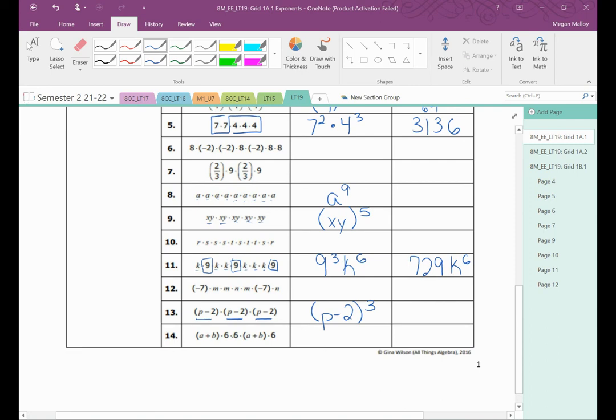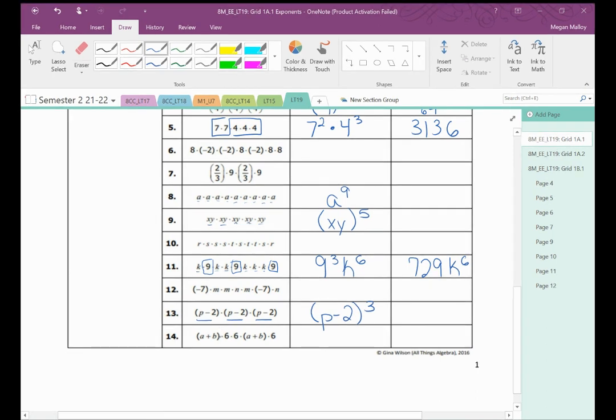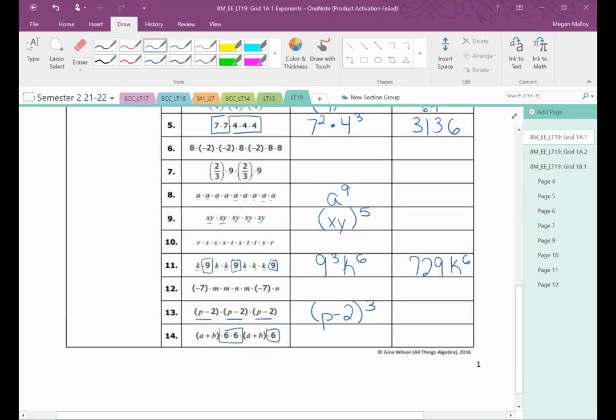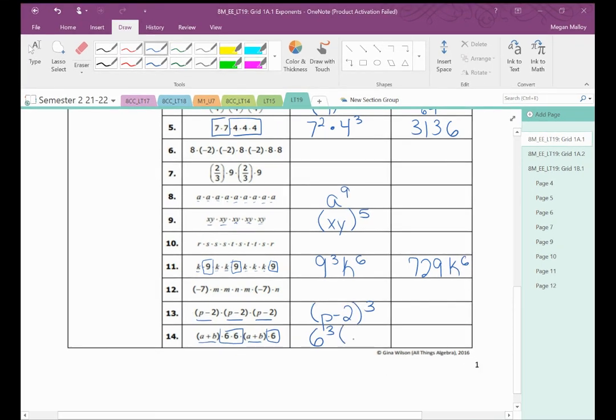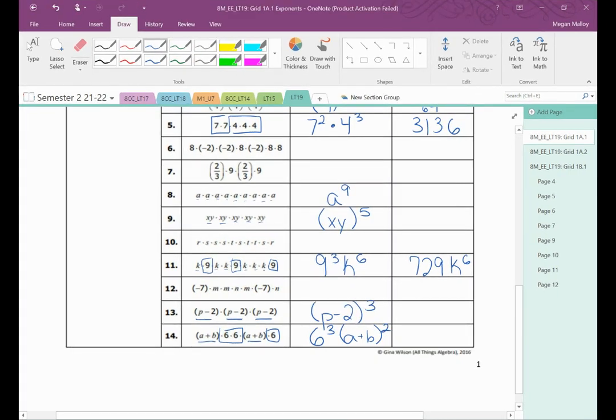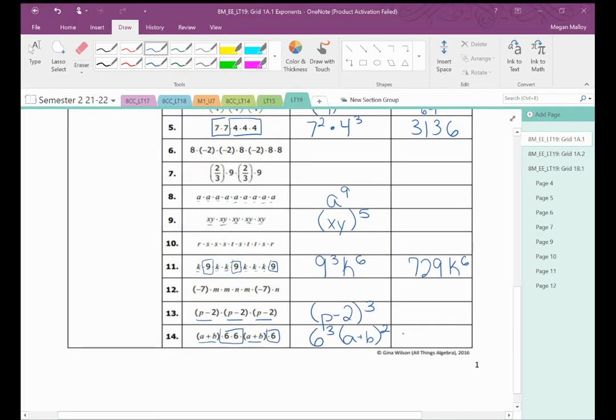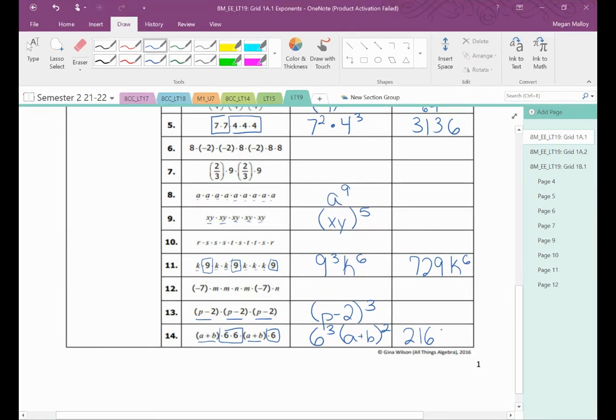And then lastly, number 14, again, I see I have two different kinds of bases. I have 6's, and then I have a plus b. So I have 6 times itself 3 times, so that would be 6 to the third. And then a plus b times itself twice. So 6 to the third we have is 216 times a plus b squared.